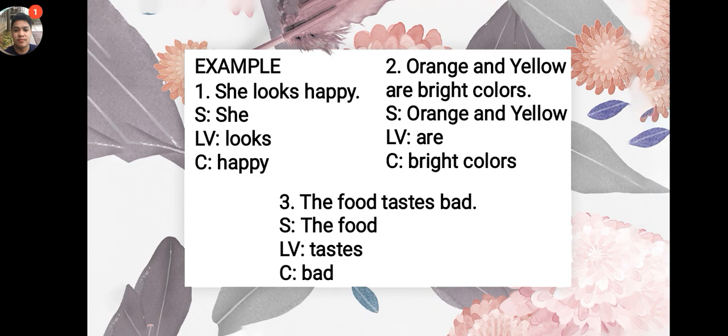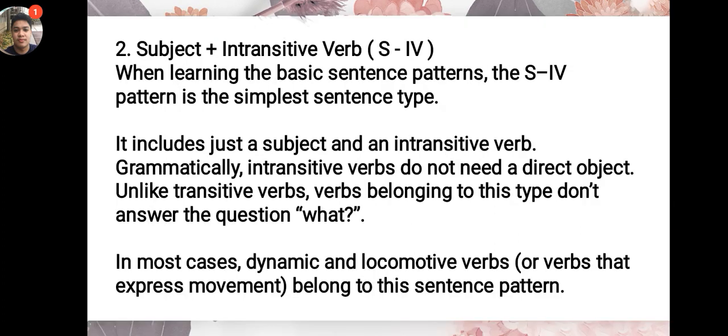So it's describing an object. She looks happy, the food tastes bad, orange and yellow are bright colors. So it can describe any thing, any person. That's it. Let's proceed to the second one. It is subject plus intransitive verb.